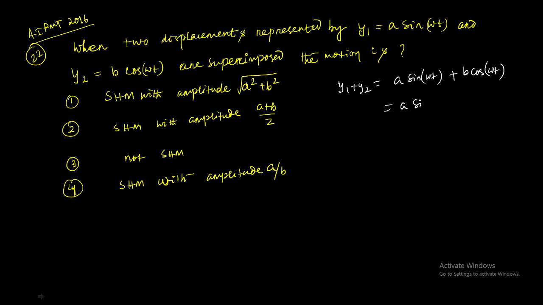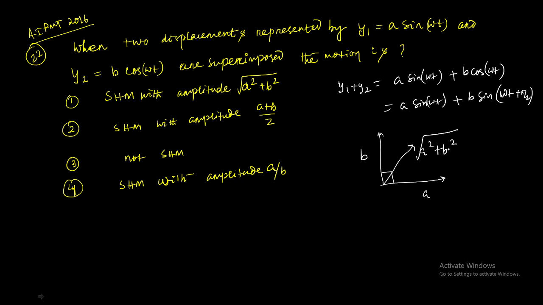So this can be written as a sin of omega t plus b sin of (omega t plus pi by 2). So this is your phasor diagram. This is A, this is B, because the phase difference is pi by 2, and the resultant you can get is root over (a square plus b square). Root over (a square plus b square) is the resultant amplitude. So SHM with amplitude root over (a square plus b square). So this option will be correct.